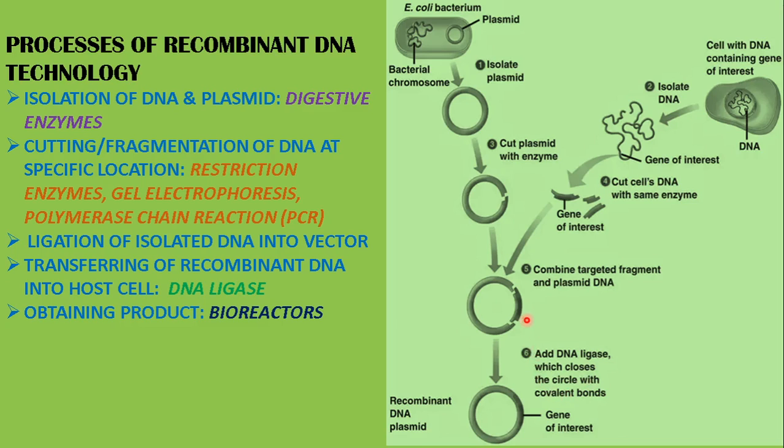So of course, here what do we have to use? We have to use an enzyme, DNA ligase, that will help in joining our gene of interest. So finally, it will be transferred into the host cell. So the host cell will now get the gene that we want it to produce. So it will produce in large quantities. And how can it produce in large quantities? Inside bioreactors.